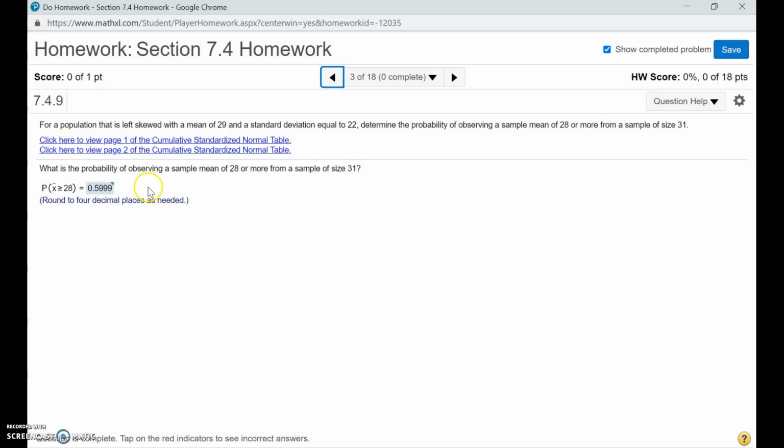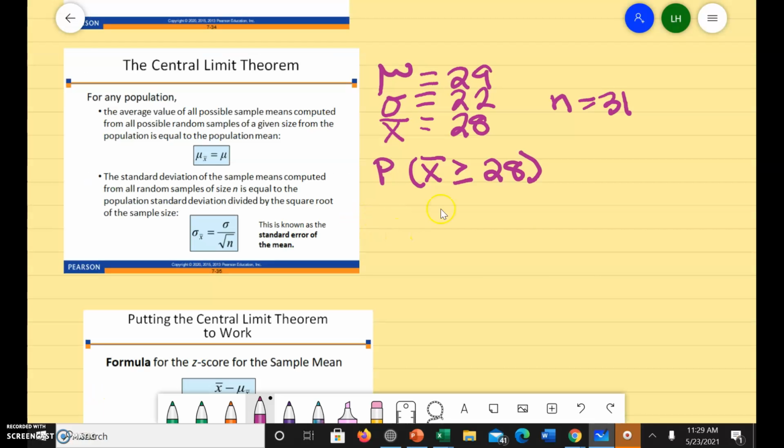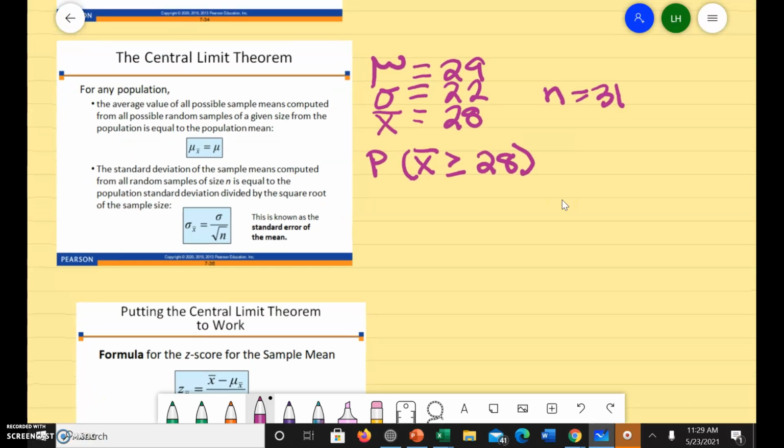For a population that is left skewed with a mean of 29 and a standard deviation equal to 22, determine the probability of observing a sample mean of 28 or more for a sample size of 31. Okay, so I have written down all of our information.